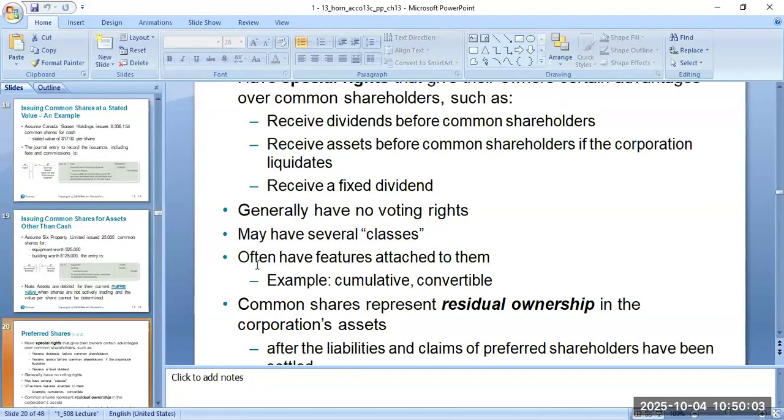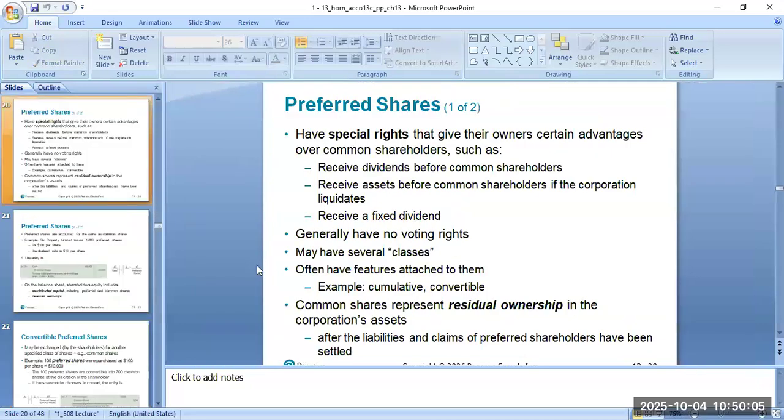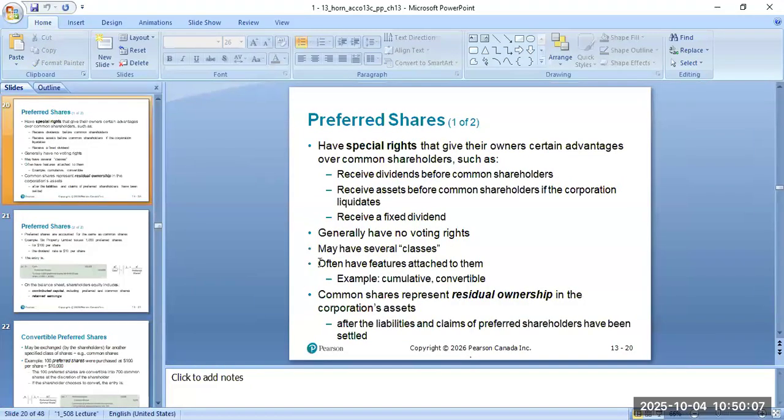Now let's see preferred shares. We may have preferred shares. What's interesting about the preferred shares? Preferred shares have special rights. That's why they're preferred. Which rights? They might receive dividends before the common shares. They receive assets before the common shares if the corporation is liquidated. They may receive a fixed dividend. But what's the trade-off? The trade-off is that generally they don't have voting rights.